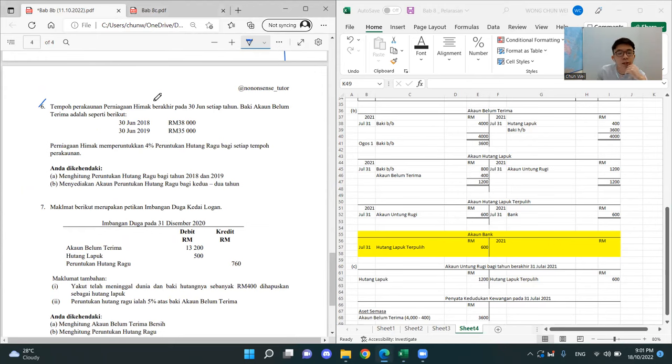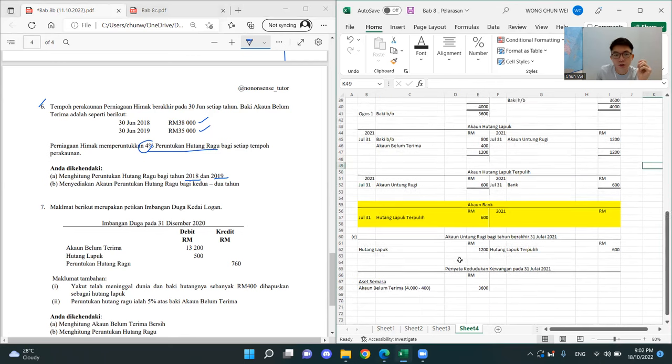Okay, tahun kewangan perniagaan Hikmat berakhir pada 30 Jun setiap tahun. Bagi akaun belum terima adalah seperti berikut. So, on 30 June 2018, the ABT is 38,000. And then for 2019, the ABT, meaning the baki akhir, is 35,000. Perniagaan Hikmat memperuntukkan 4% PHR setiap tempoh perakaunan. Menghitung PHR bagi tahun 2018 dan 2019. You will have to calculate the PHR for 2018 and also 2019. All right. So here, question 6.